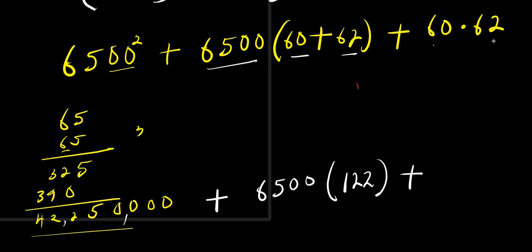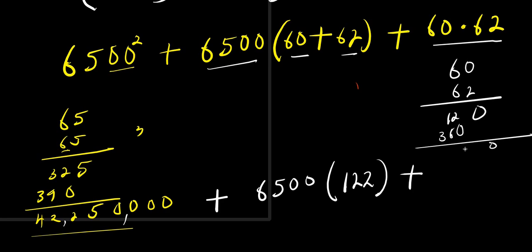Plus 60 times 62. So you have 60, 62. 2 times 0, 0; 2 times 6, 12. 6 times 0, 0; 6 times 6, 36. So you have 0, 2, 7, 3. 3, 7, 20. So you have 3, 7, 20.